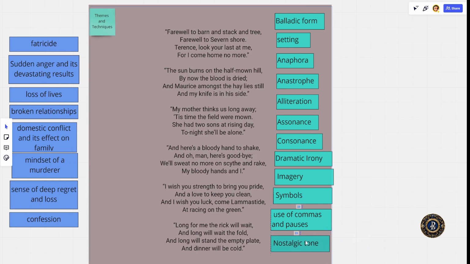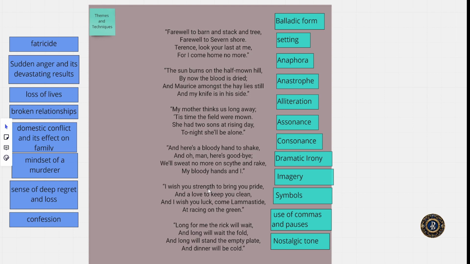The very last technique, nostalgic tone. The tone of the poem is quite melancholic and nostalgic, because now the writer is going to leave the familiar surroundings, his village, and he feels quite nostalgic about saying goodbye to this village.